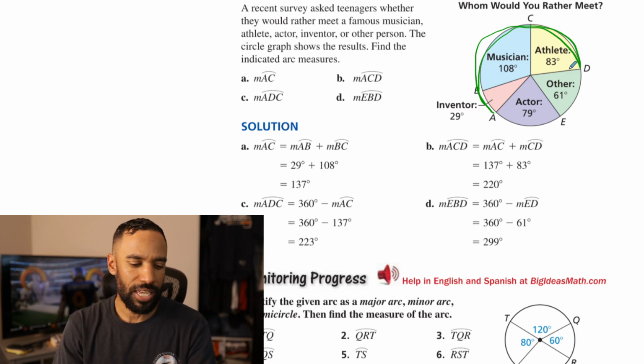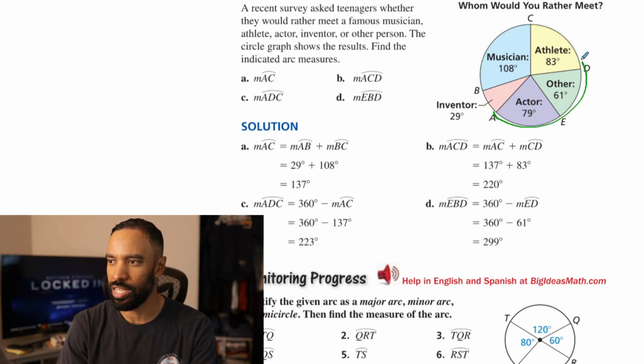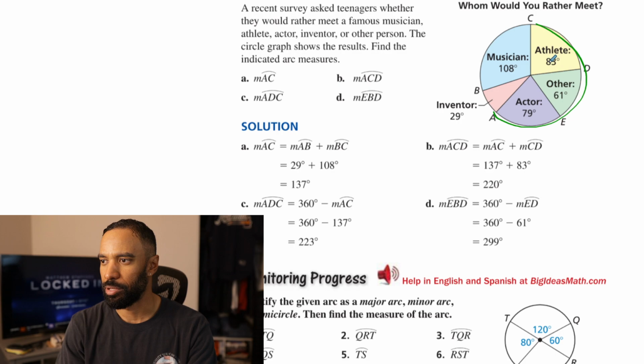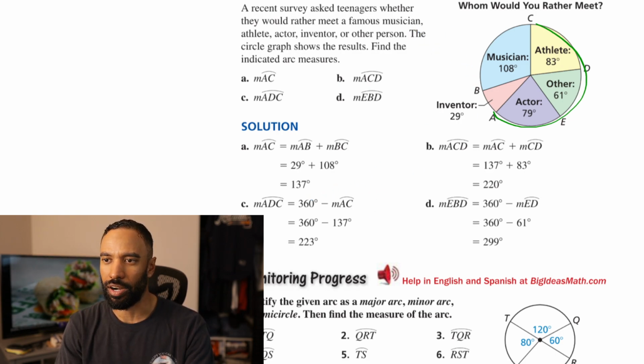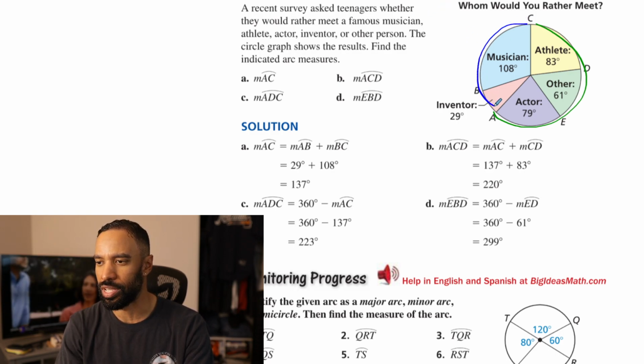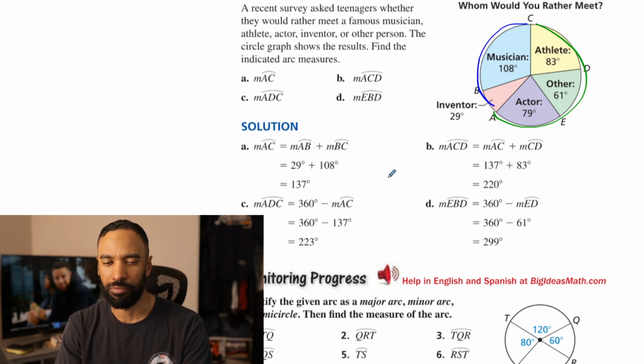Measure of arc ADC, so this one goes right here. ADC is now this guy. 79 plus 61 plus 83, I'll let that calculate. Oh, you can also subtract measure of arc AC, which we found, right? More than one way to do it. If we already found this to be 137, we can subtract 137 from 360.